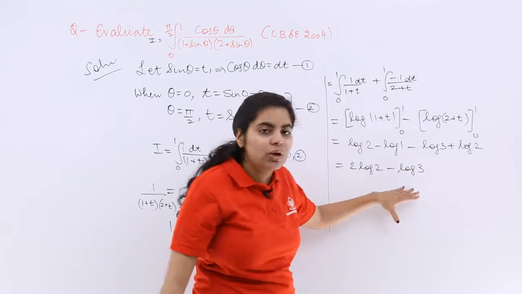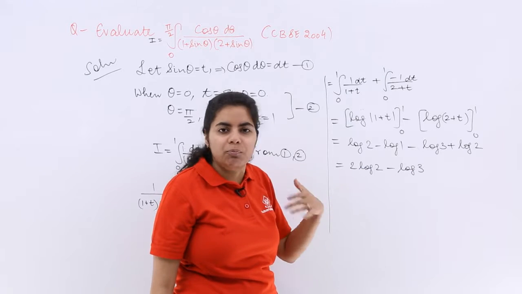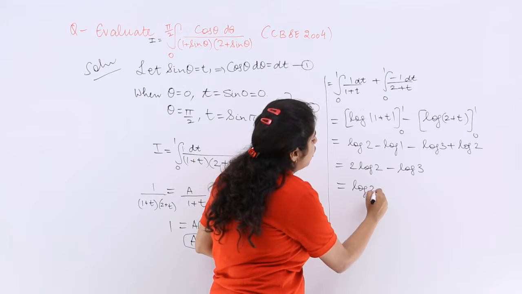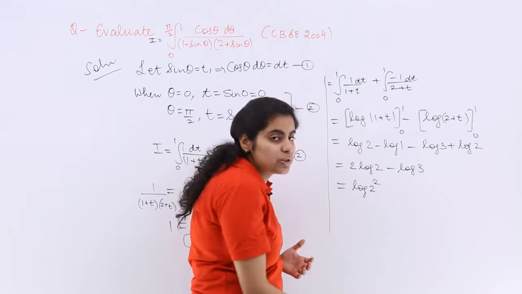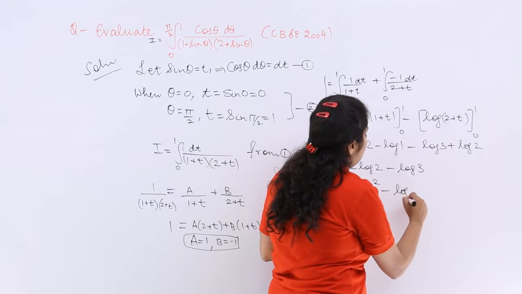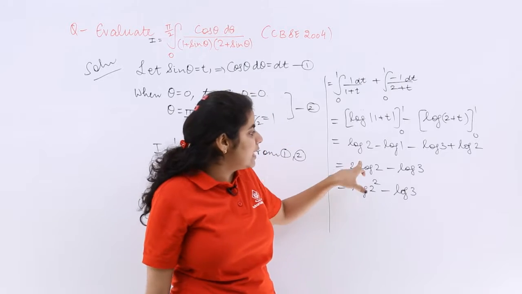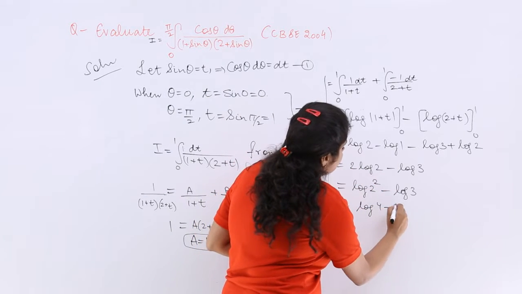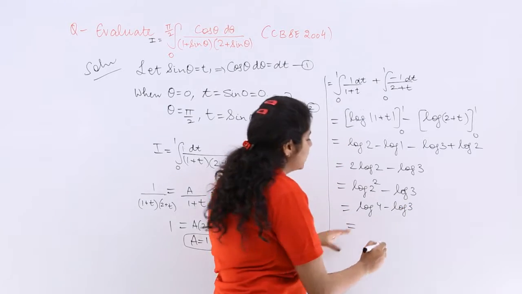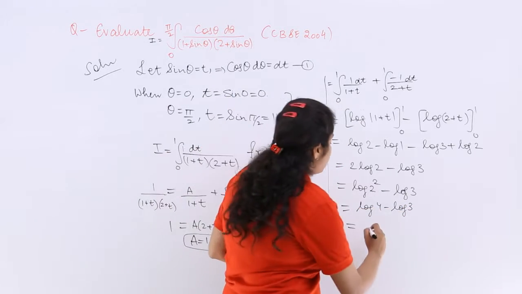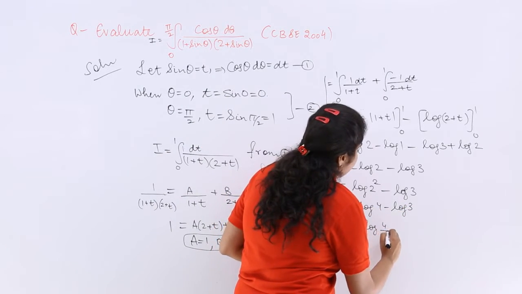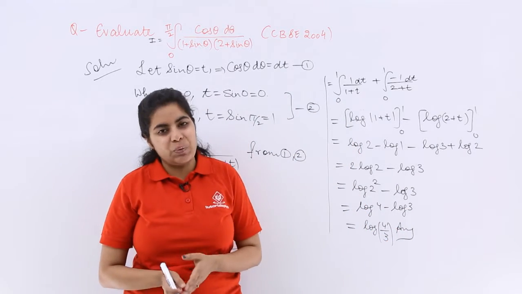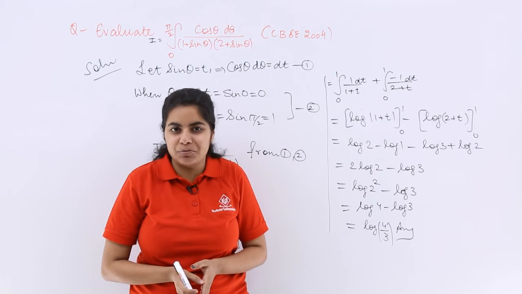Either you can leave your answer here, but better use some more logarithmic formulas. So 2 log 2 is nothing but log 2 square, because there is a property of log that whatever is the coefficient becomes the exponent. So log 4 minus log 3. Now what is log m minus log n? It is log m upon n. So it is log 4 upon 3, and that is the answer to this question. So that is how you do this kind of question.